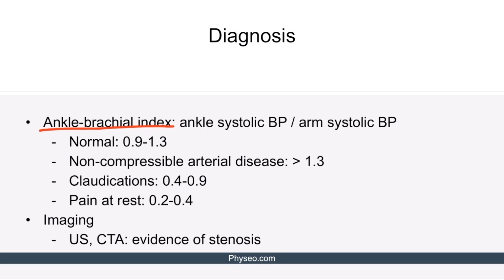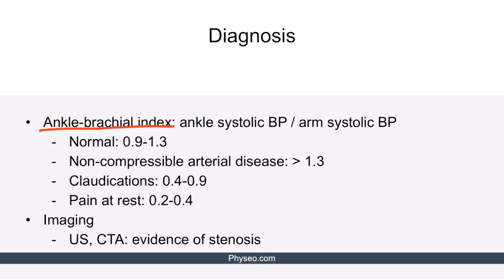And we actually discussed the details that pertain to peripheral artery disease in another lecture. But for the purposes of this lecture, let's briefly discuss the ankle brachial index. This index measures the ratio of the ankle systolic blood pressure to the arm systolic blood pressure. In other words, the ankle blood pressure is being compared to the arm blood pressure to detect the difference and identify the severity of the disease. The normal ratio is considered to be between 0.9 and 1.3, with severe non-compressible arterial disease having values of more than 1.3, and claudications occur with values between 0.4 and 0.9.